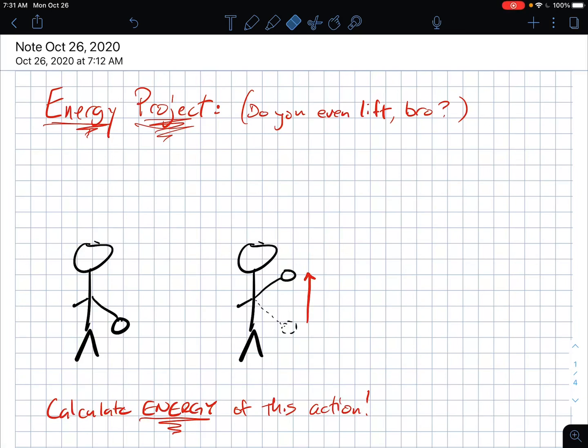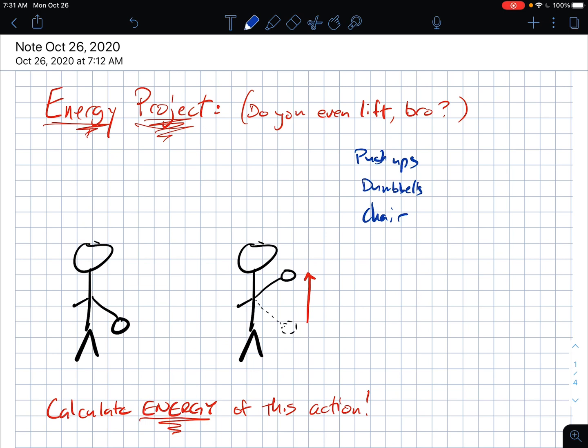All right, y'all. So for the project associated with the energy unit, what I'm going to ask you all to do is to lift some weights. And I don't care what you actually lift. You could do push-ups. If you have access to some dumbbells, that's fine. You could lift a chair. You could do squats. I don't really care.